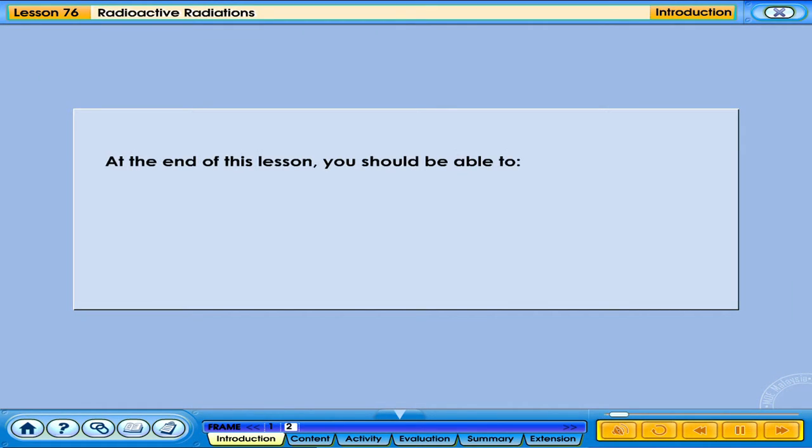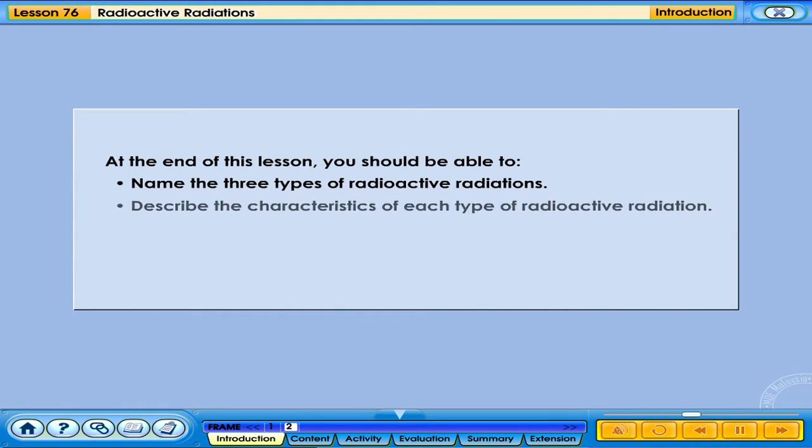At the end of this lesson, you should be able to name the 3 types of radioactive radiations, describe the characteristics of each type of radioactive radiation, and compare and contrast radioactive radiations.